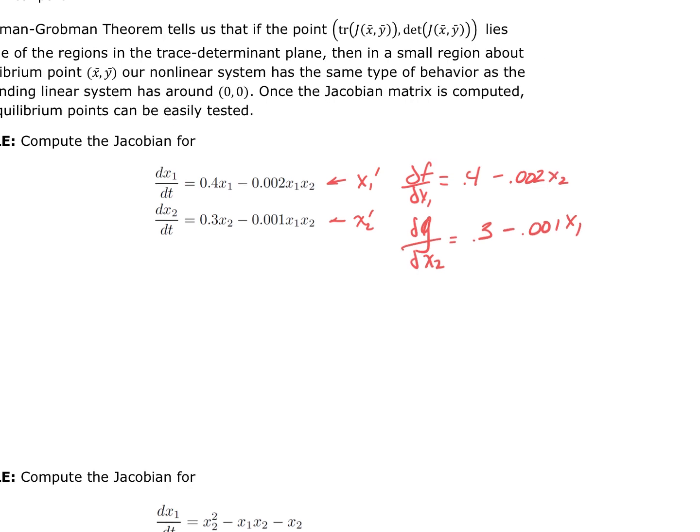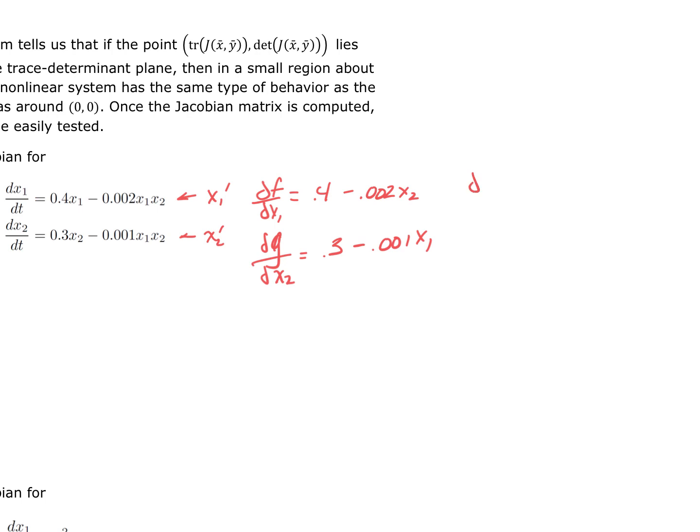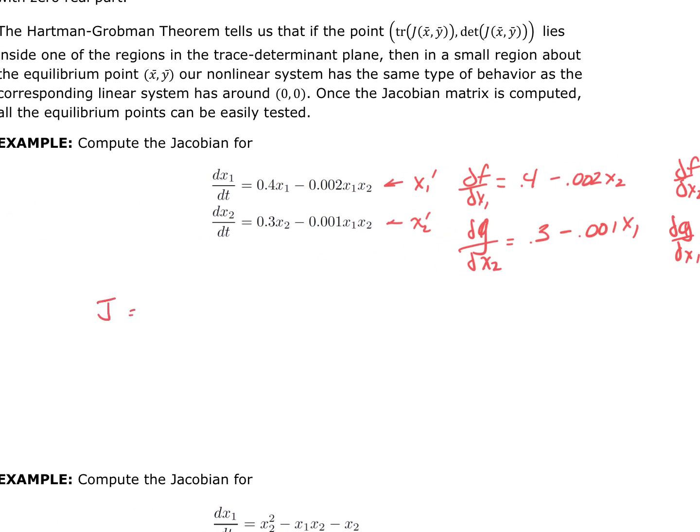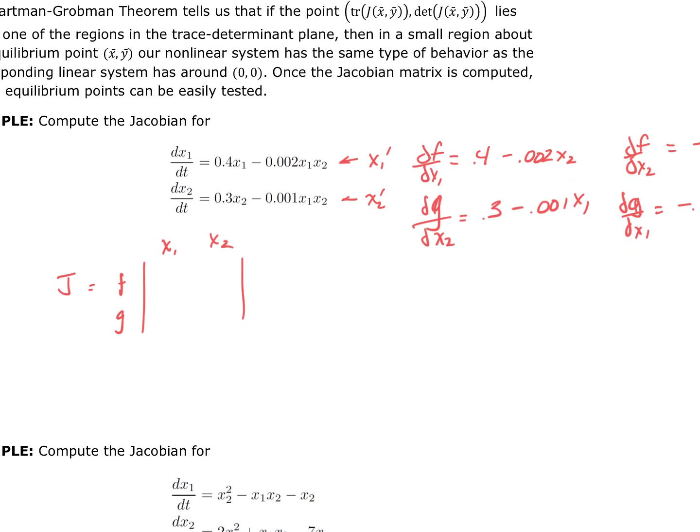I'm going to do the partial derivative of f with respect to x sub 2 and the partial derivative of g with respect to x sub 1. The partial derivative of f with respect to x sub 2 is just going to be negative 0.002 x sub 1. The partial derivative of g with respect to x sub 1 is just going to be negative 0.001 x sub 2. Now I'm ready to do my Jacobian, and as you know, it doesn't really matter the order as long as we're consistent. So I'm going to have f and g here, x sub 1 here, x sub 2 here. This just helps me keep order.